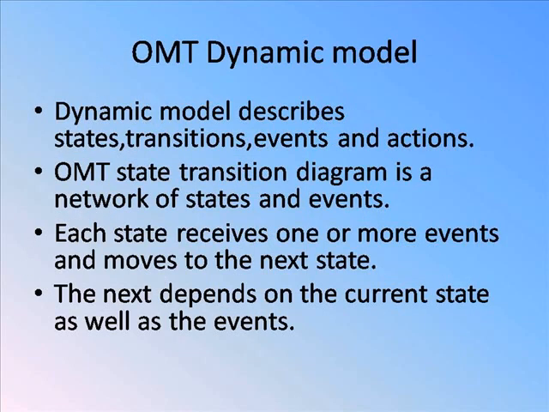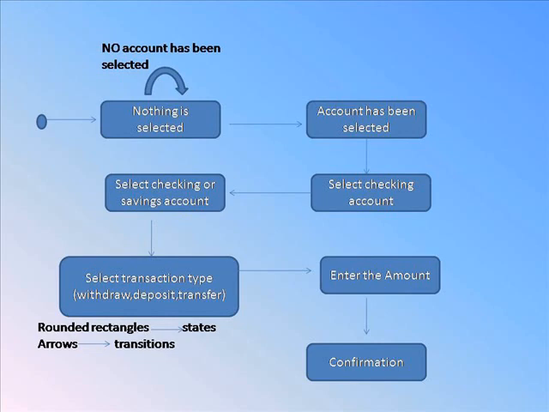OMT dynamic model is represented by the state transition diagram. It consists of states, transitions, events and actions. This is an example of state transition diagram. Here, rounded rectangles represent the states and arrows represent the transitions.